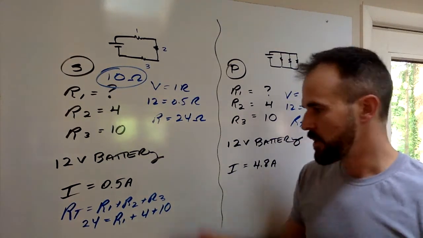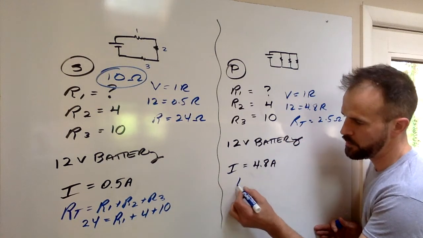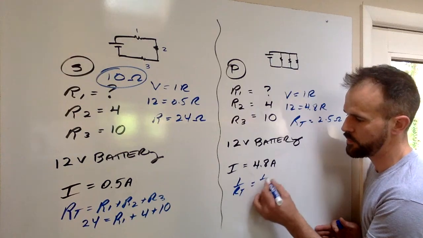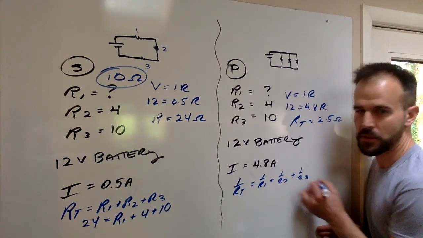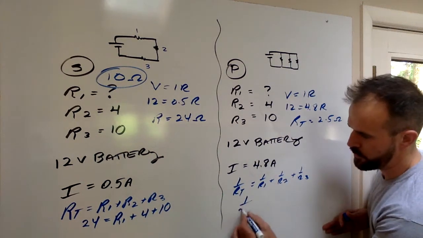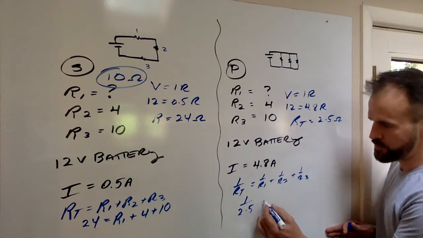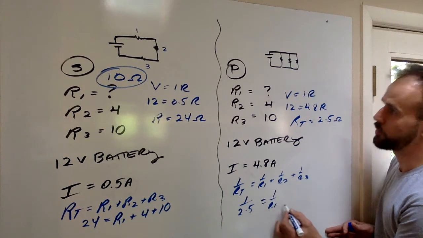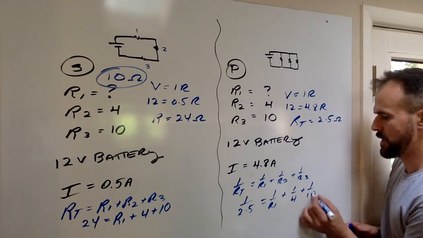So you just follow the same kind of idea over here, using the parallel formulas. What's the parallel formula? 1 over R total equals 1 over R1 plus 1 over R2 plus 1 over R3. So we know that 1 over 2.5, that's our total resistance, equals 1 over unknown plus 1 over 4 plus 1 over 10.